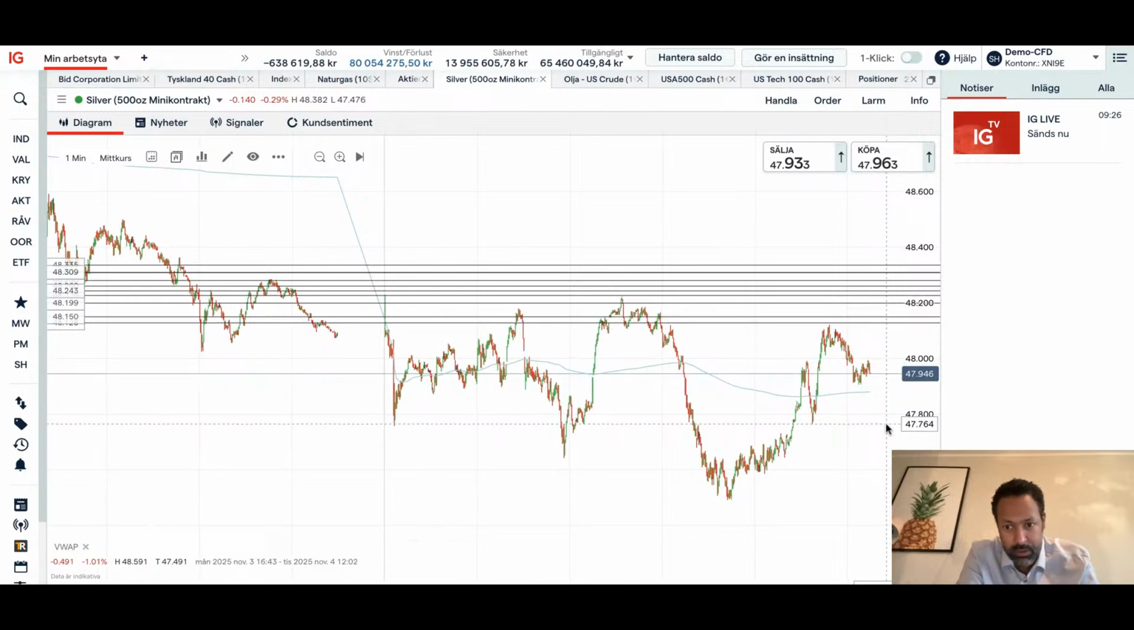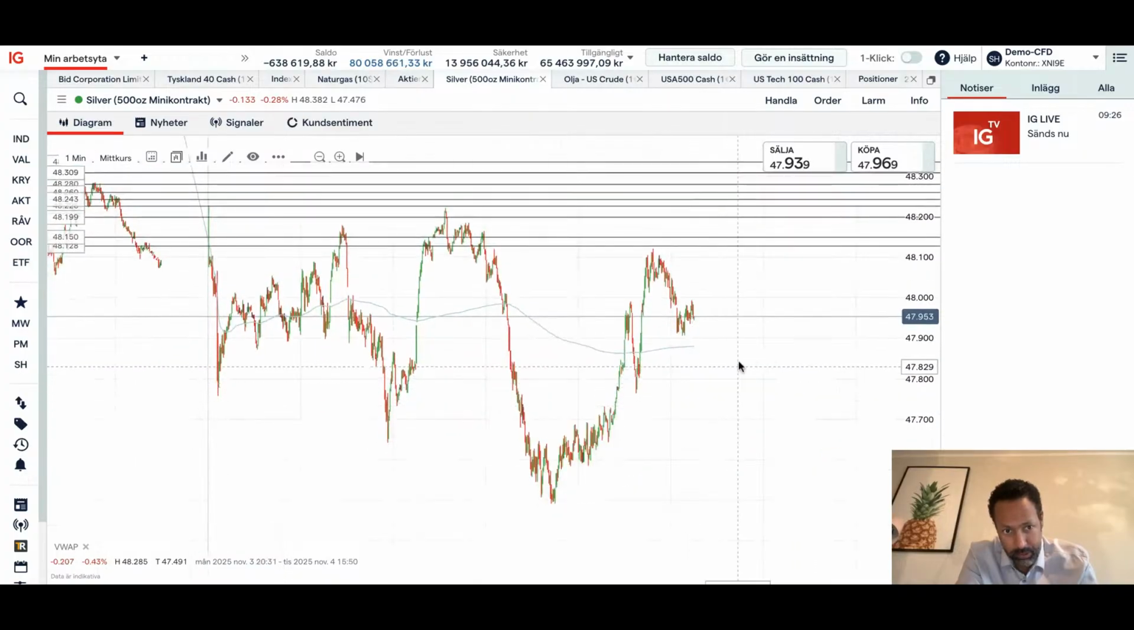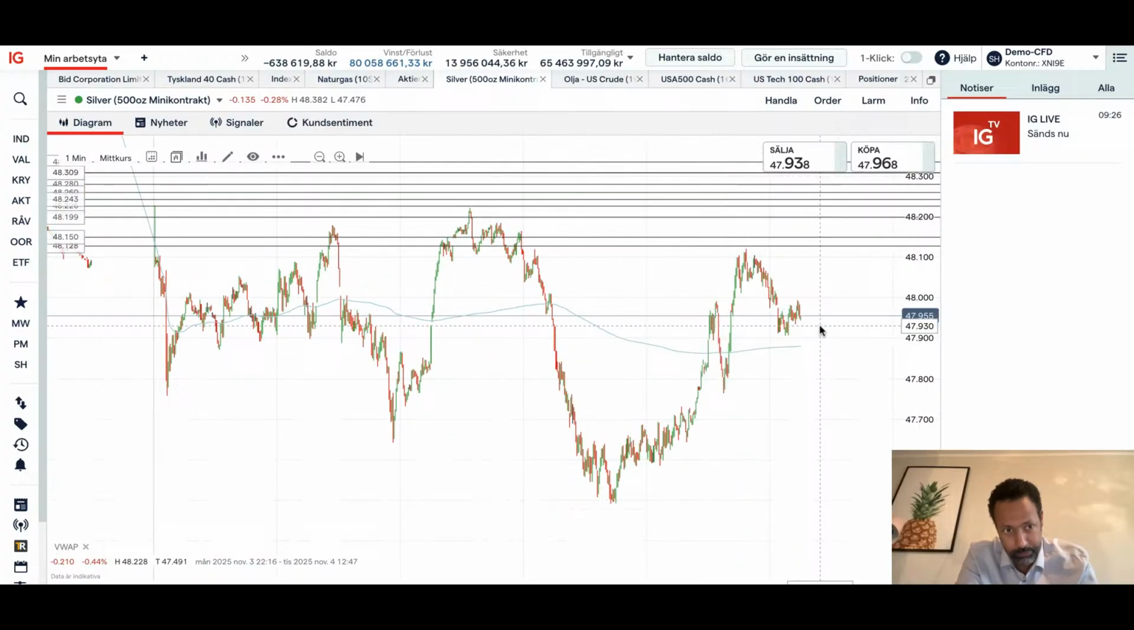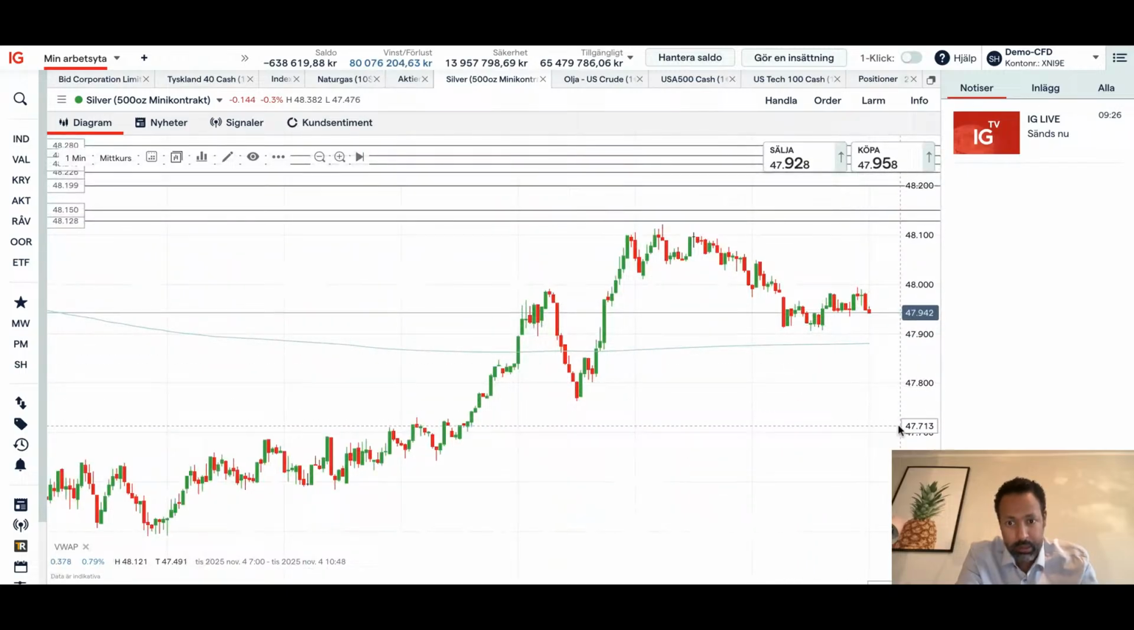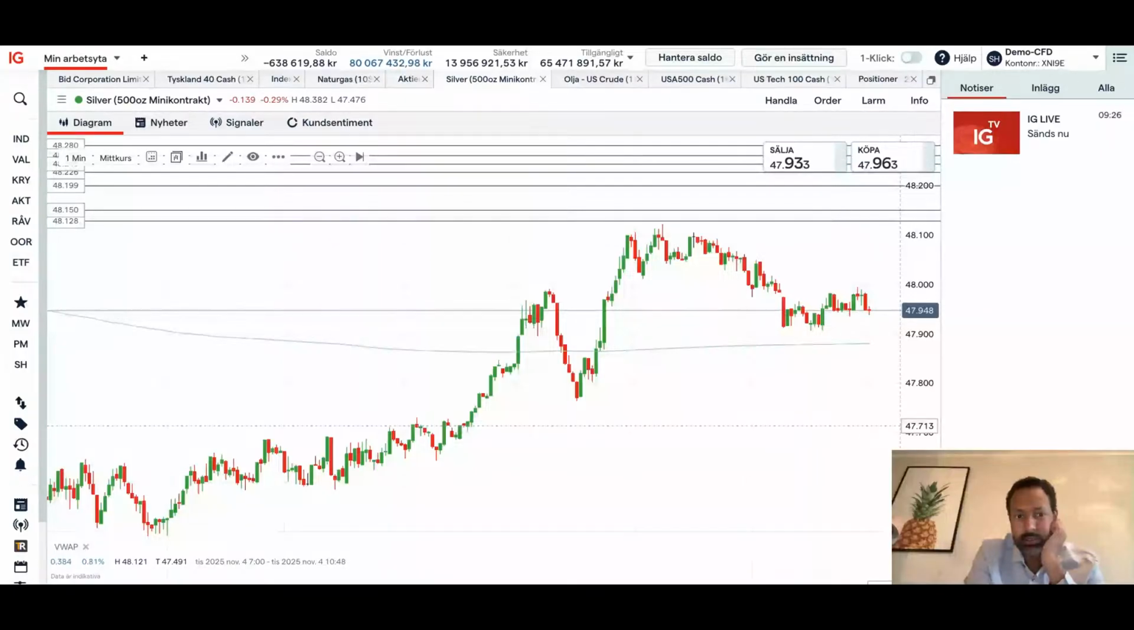We can short it from 29. Looks like this will continue down a little bit. Want to take risk. No. Stopped out. It comes back up.